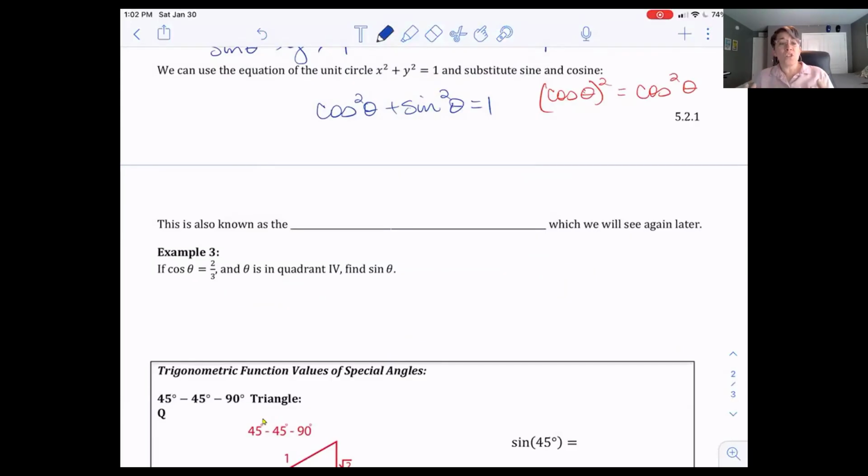angle. So since the equation of that unit circle, and also think about the triangles that we were building inside the unit circle, this is known as the Pythagorean identity.